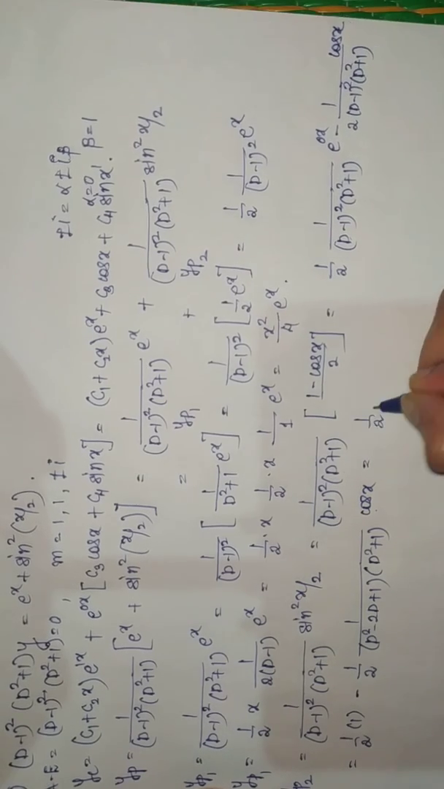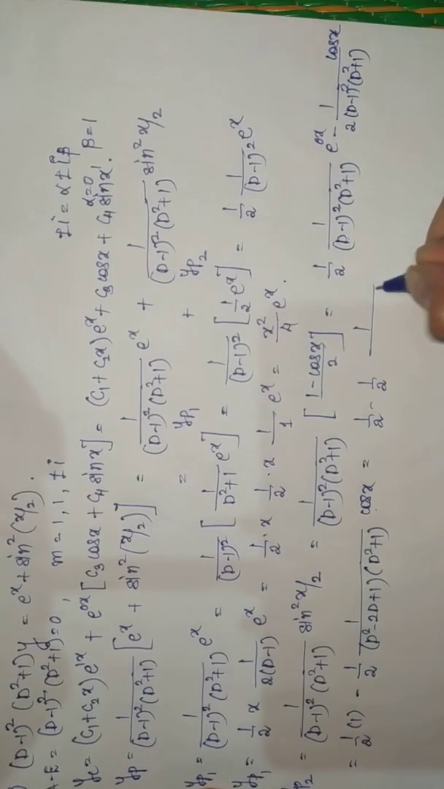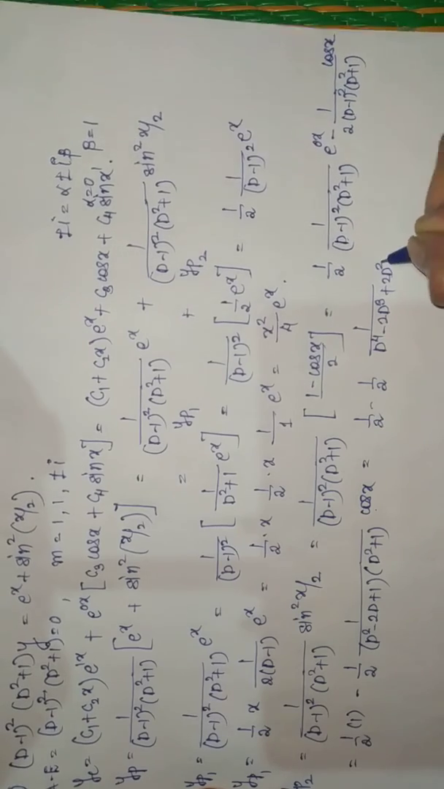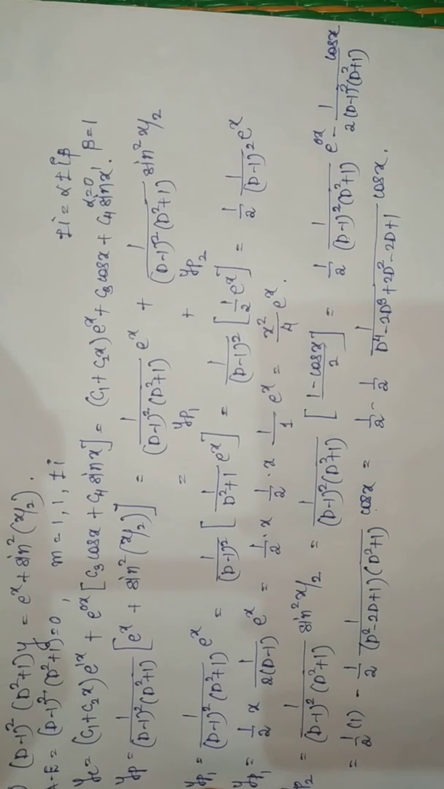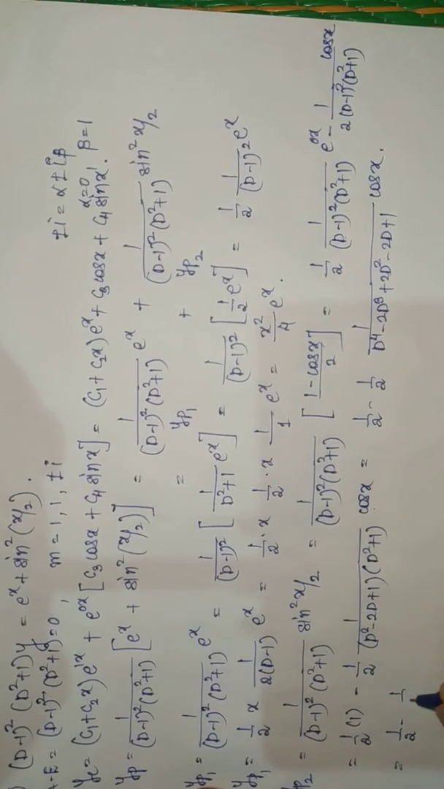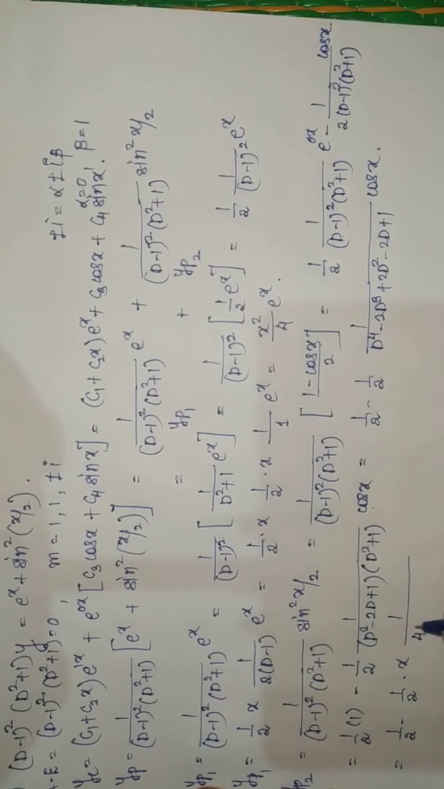So it is half, 1 upon d raised to 4 minus 2d cube plus 2d square minus 2d plus 1 over cos x. If you simplify this, you will get d raised to 4 minus 2d cube plus 2d square minus 2d plus 1. Now half minus half multiply by x and take the derivative of the denominator, which gives me 4d cube minus 6d square plus 4d minus 2 over cos x.